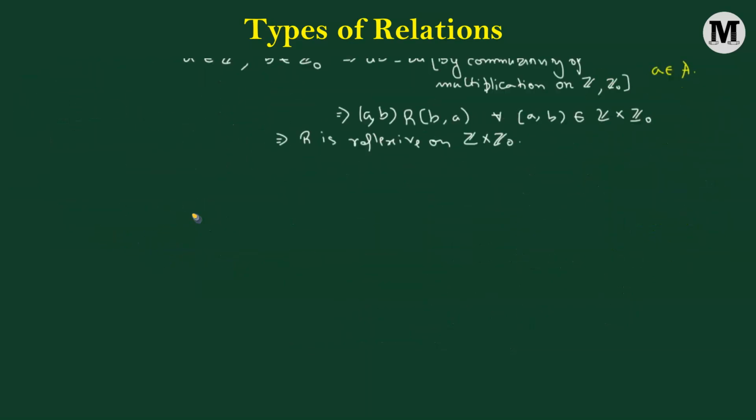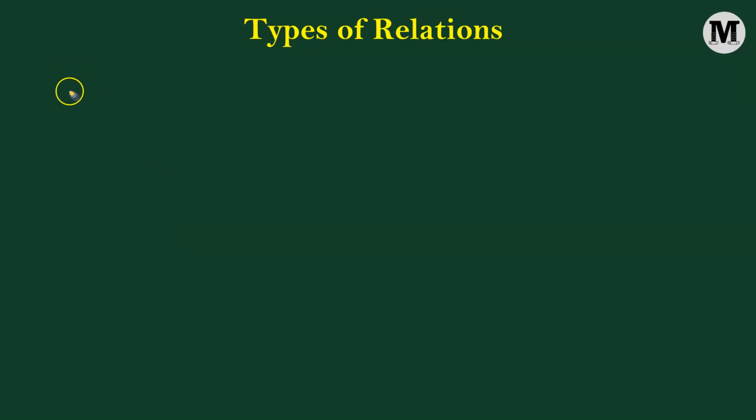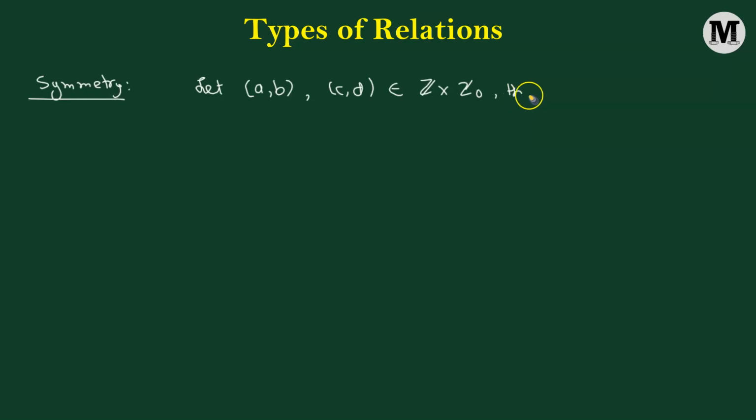Now we're going to go to the next part, where we will show that the given relation is symmetric. So we'll check for symmetry. In order to check for symmetry, we're going to consider two elements. Let those two elements be represented as ordered pairs: one element is the ordered pair (A, B), and the other is the ordered pair (C, D), and both of these elements belong to the Cartesian product of Z with Z naught. Then what does it mean when we say (A, B) is related to (C, D)?